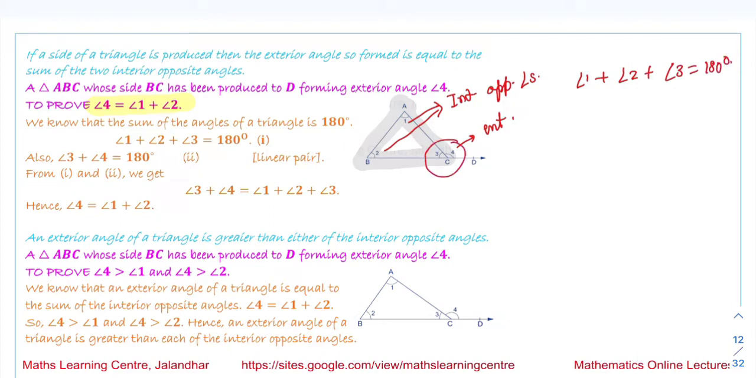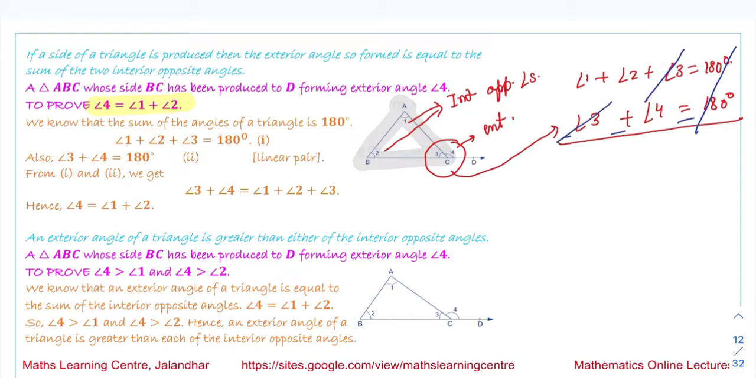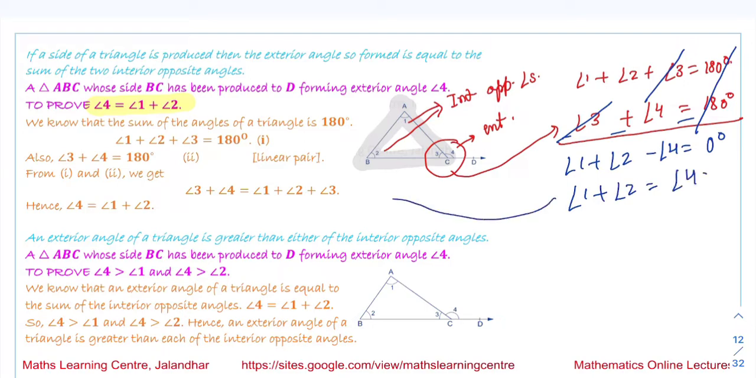Second, these two angles, angle 3 and angle 4, lie on the same side of a straight line, so their sum is also 180 degrees. If we subtract these two equations, we get angle 1 plus angle 2 minus angle 4 is equal to 0 degrees. So angle 1 plus angle 2 is equal to angle 4, and this is what we had to prove.